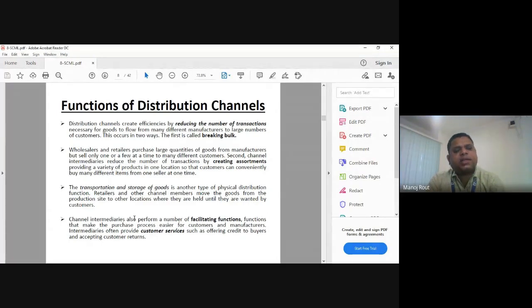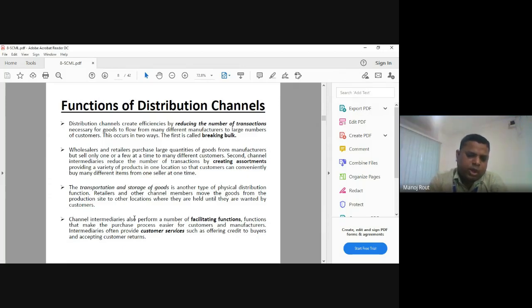The next is that channel intermediaries also perform a number of facilitating functions, the functions that make the purchase process easier for customers and manufacturers. The intermediary often provides customer service such as offering credit to buyers and also accepting customer returns. So if you take the example of Astral pipe versus Supreme pipe, Astral never goes for any kind of discount. Still people avail that particular product from the Astral group.